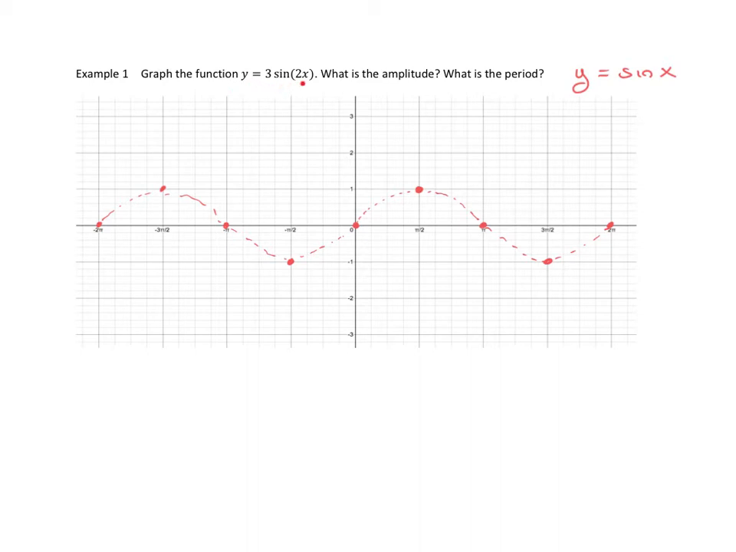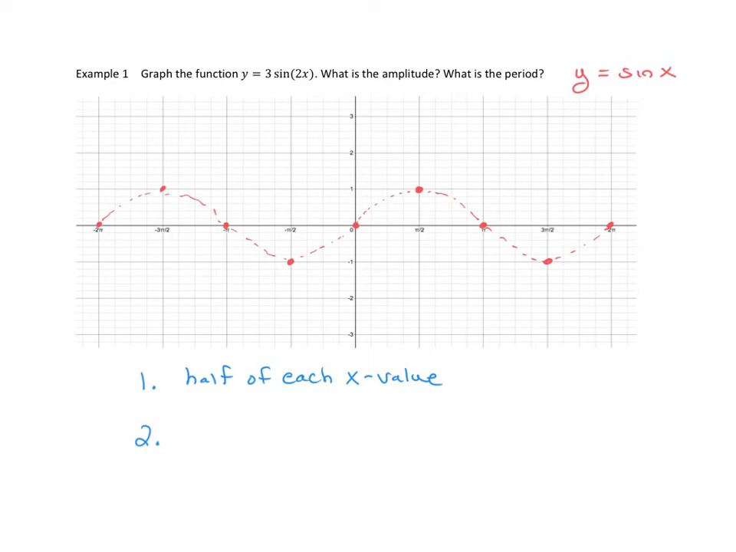3 sine of 2x. There are two changes between this function and this one. So the two changes that I see, I'll list them down here, is, okay, we have this 2 being multiplied to the x. I know since we're multiplying this x by a 2, it'll have the opposite effect on the x values on this graph. So it's actually going to take half of each x value.